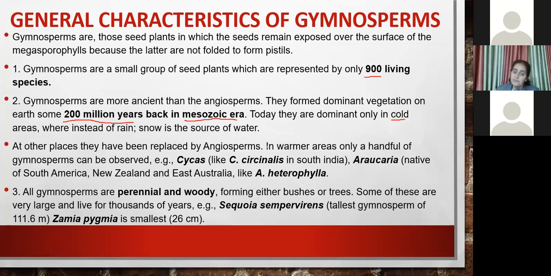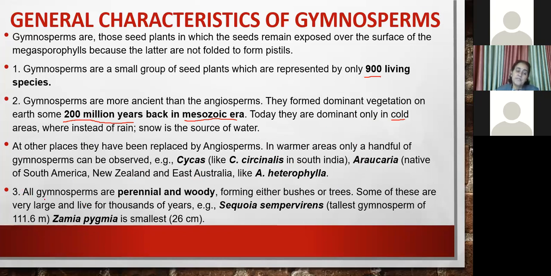दूसरा, ये warmer areas में हैं only in few regions, as Cycas circinalis restricted to South India. Others are cultivated species only. We are planting them into the pots or gardens. Then Araucaria, also shown you. It's a native of South America, New Zealand, and East Australia. Example is Araucaria heterophylla, which I have shown you in the picture also.